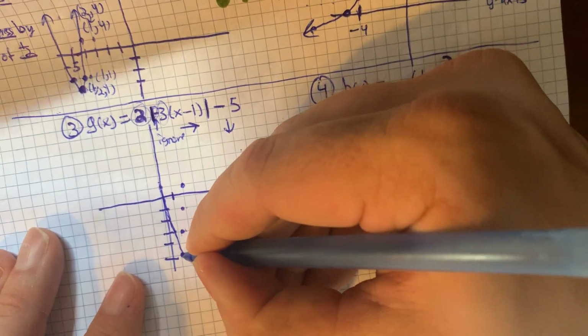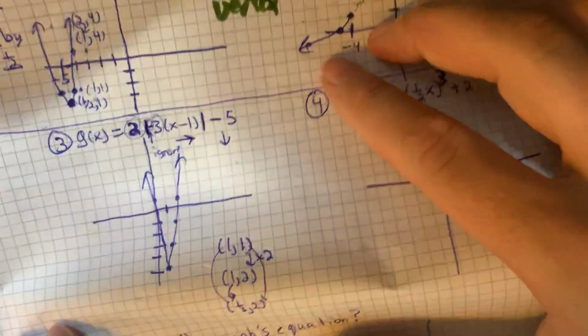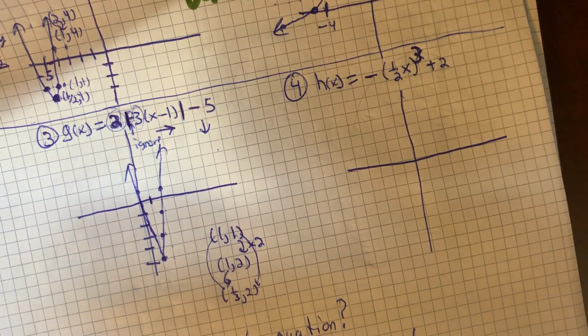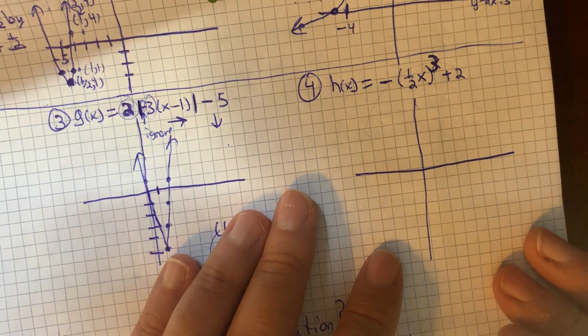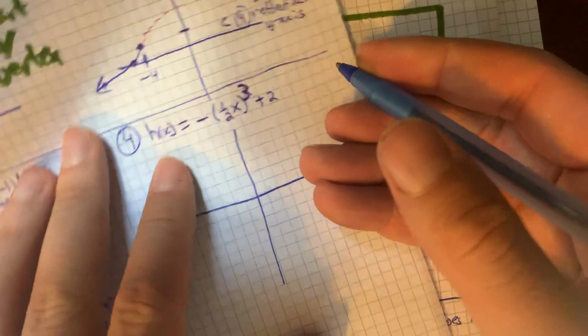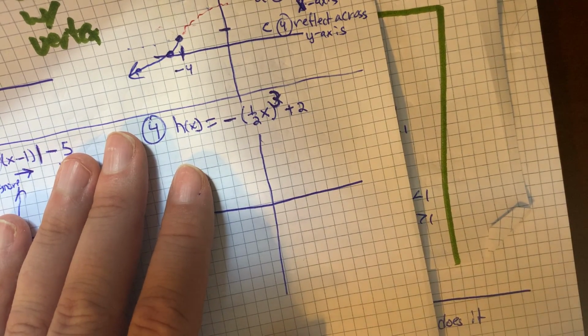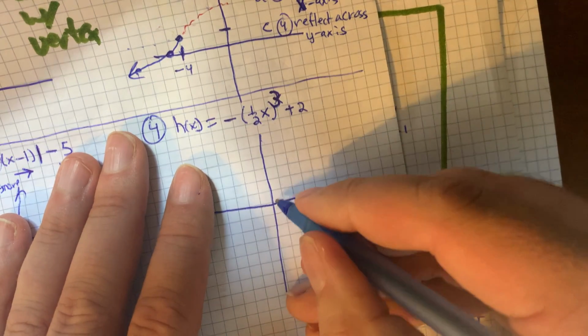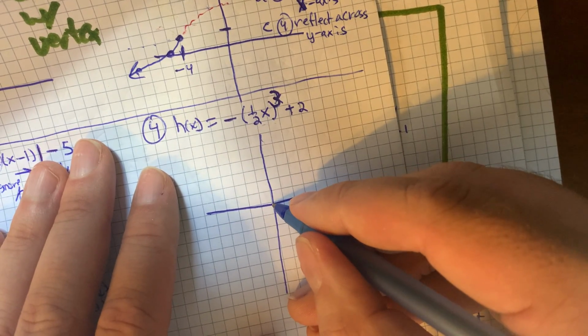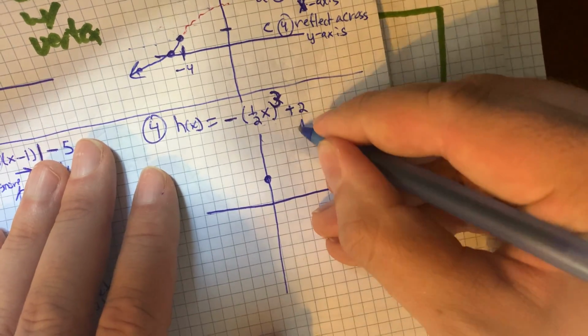It got both vertically stretched and horizontally compressed. And when we get to absolute value functions, we can talk about how to combine those. All right. Guys, where is the vertex of this graph? Well, it didn't get horizontally shifted left or right, so it'll be at 0, 2. It got vertically shifted up by 2.